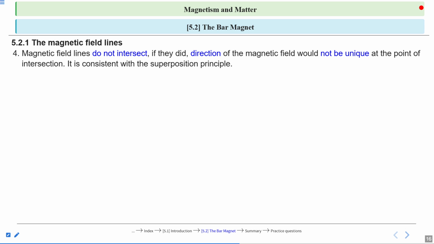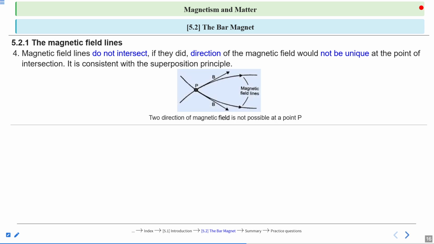It is consistent with the superposition principle. According to the superposition principle, the magnetic field is the vector sum of the magnetic fields produced by many sources. But it cannot define that there are two directions of magnetic field. The direction of the magnetic field will be unique at one point. So in the diagram, it is shown that two directions of magnetic field are not possible at point P. At this point P, two directions are not possible, only one direction is possible.